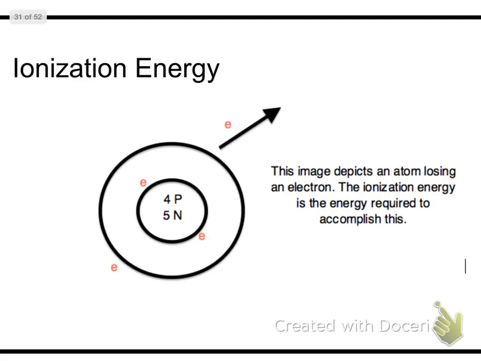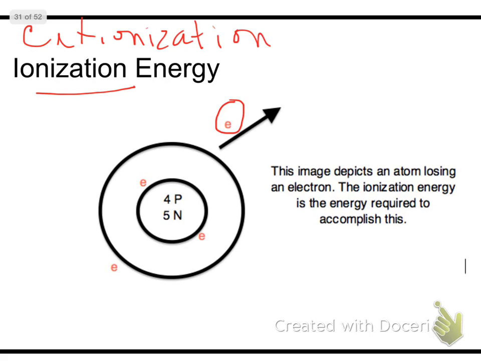Okay, so ionization energy is just what it looks like in this picture. It's the amount of energy required to remove an electron from an atom. The term is a little bit misleading because it's called ionization energy, but it really probably should be called cation energy, because it's only about the energy required to make a cation, to make a positive ion, to remove an electron. Okay?